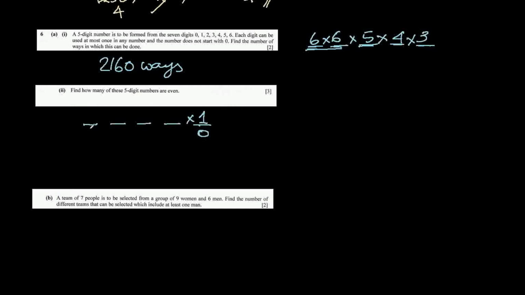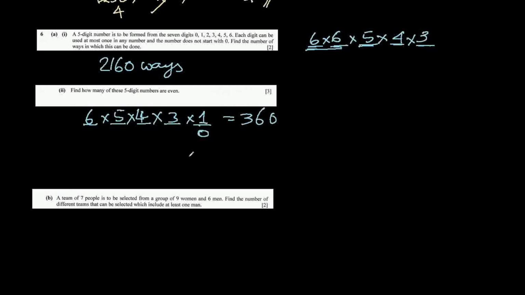Now 0 was already not a candidate for the first digit, so there will be all 6 remaining ones available here. Then 5 for here, 4 and 3. So what do we get? 30, 120, 360.